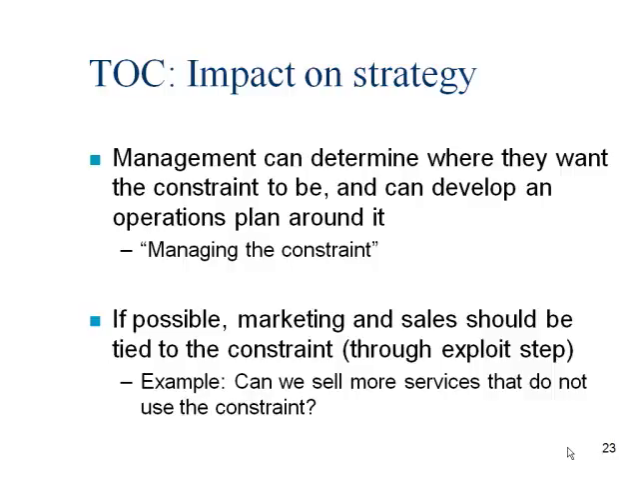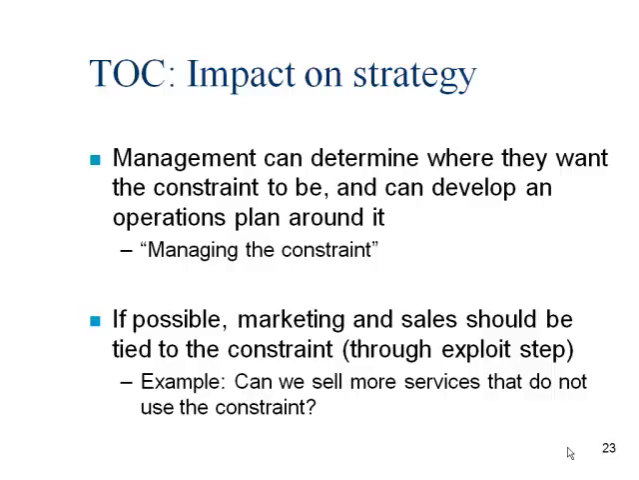The impact on strategy of the theory of constraints. First, management can determine where they want that constraint to be, and they can develop an operations plan around it. This is called managing the constraint. Again, a classic example is a reservation system where you use the reservation process to manage inputs to the downstream activities. Alternatively, paced final assembly, where the assembly line dictates the amount of work coming from upstream processes. Those are all examples of managing the constraint.